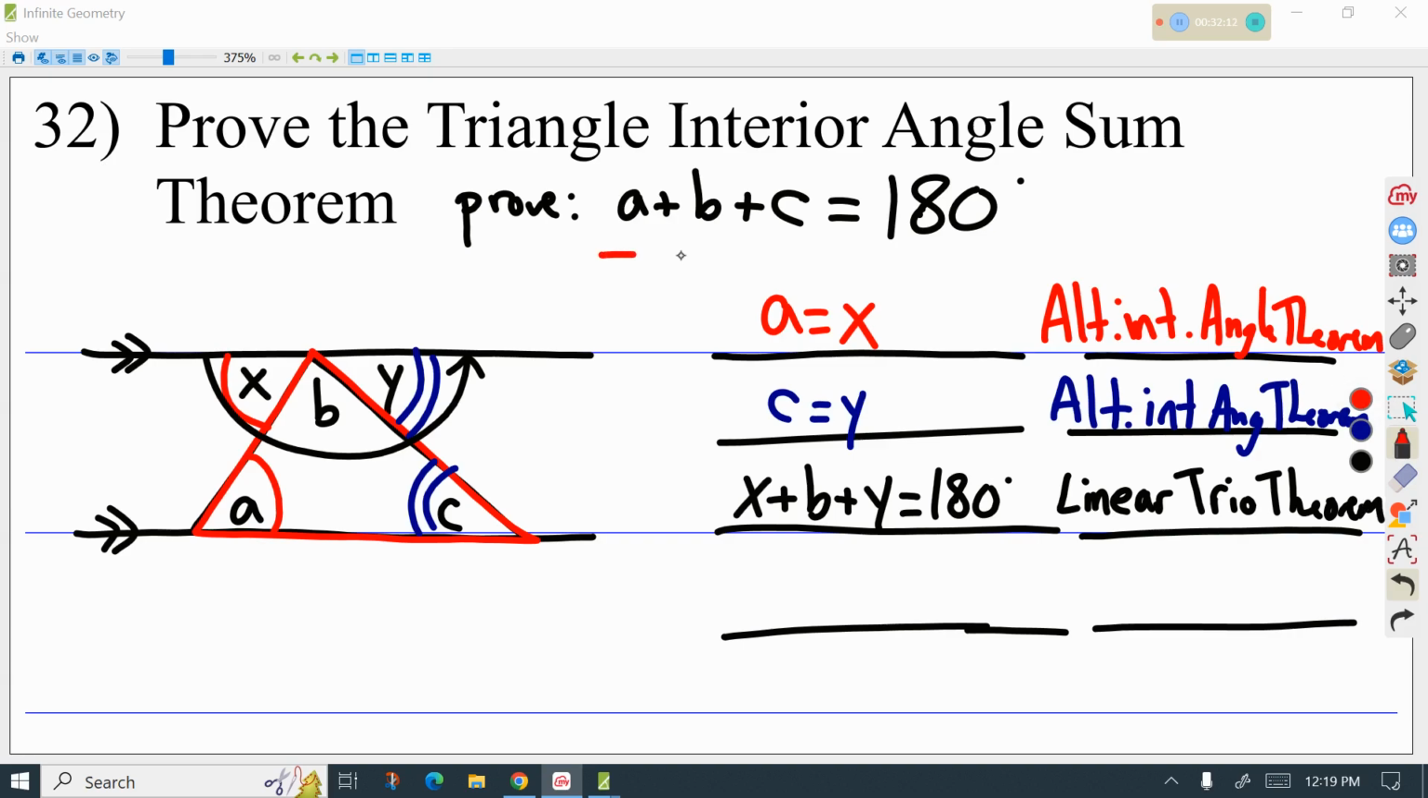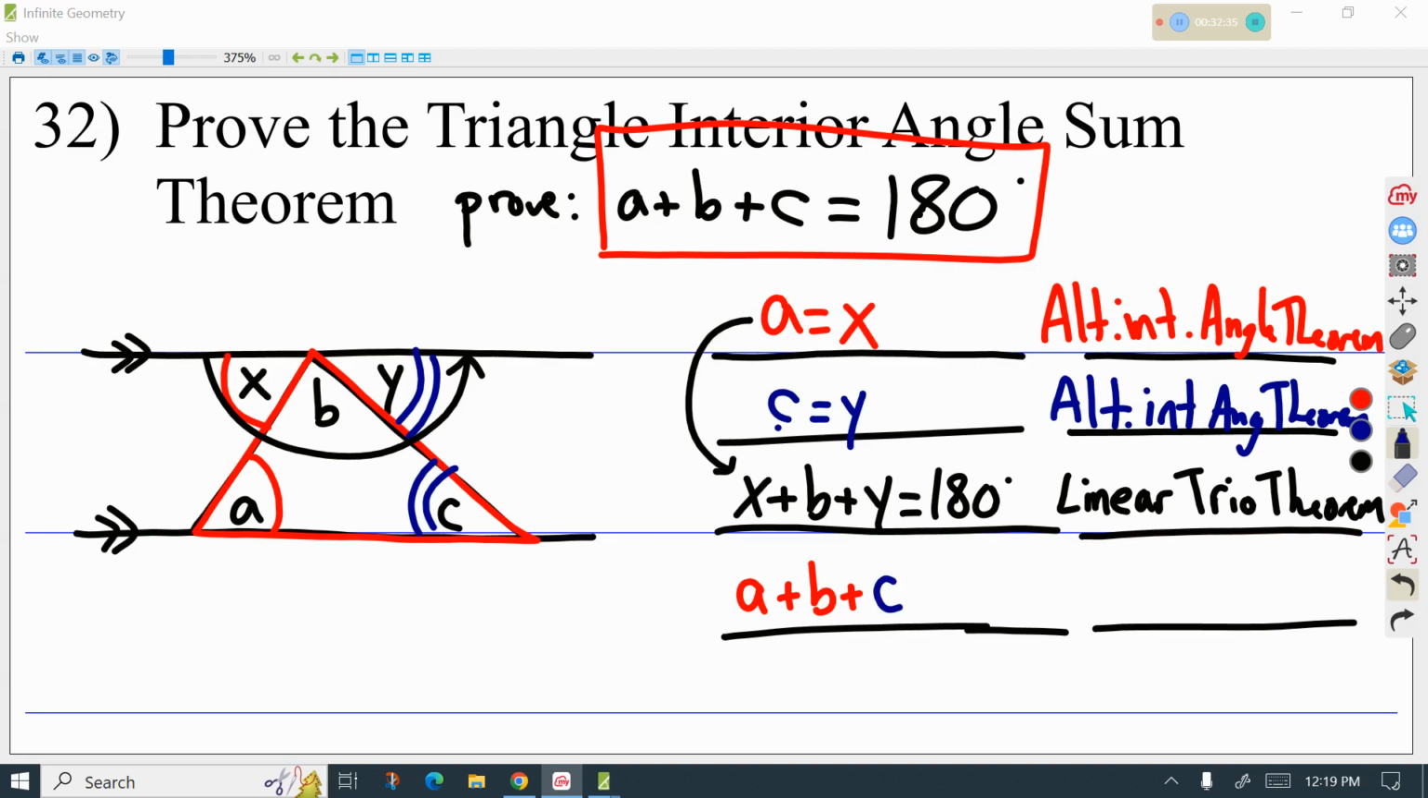But again, after every step of a proof, you go back and think about what it is you're trying to prove. I want to show that a plus b plus c equals 180, but instead I have x plus b plus y equals 180. So what you want to see now is that since a equals x, I can plug that in for x. So now I could write a plus b. But because y is equal to c, I could switch y into c. And so notice that by changing those couple things, I now have the equation that I need. A plus b plus c equals 180. And that reason is called the substitution property. So there we go. This proof is now complete.